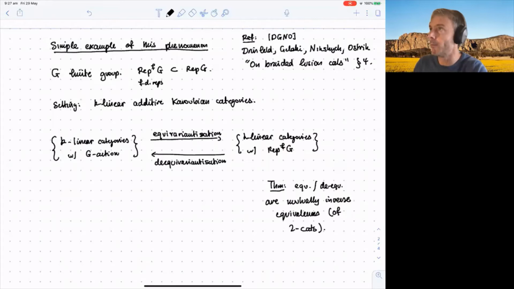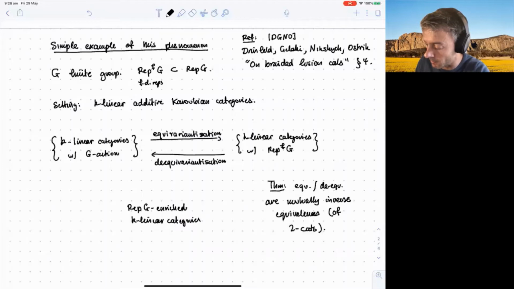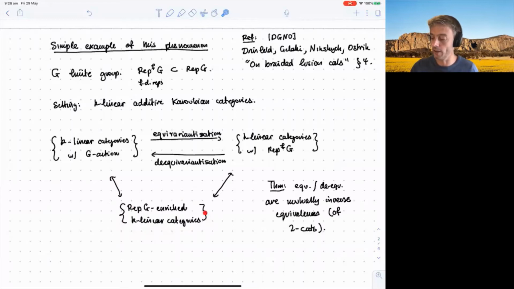And so the passage from here to here is very easy; this is basically passage to equivariant objects. The passage back is a little bit more mysterious, and the relationship between these two sides is greatly clarified by embedding them both inside Rep G enriched K-linear categories. So one way of seeing this equivalence is that this is the proper object you should look at, and then there's ways of producing these objects out of things here.